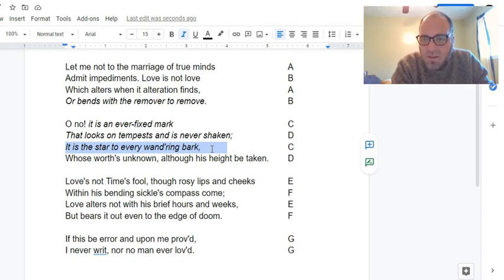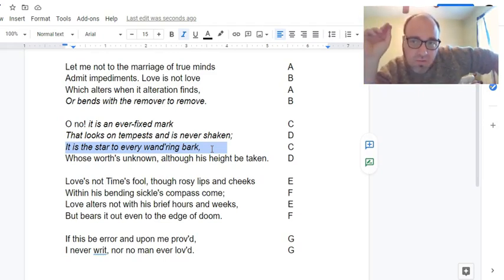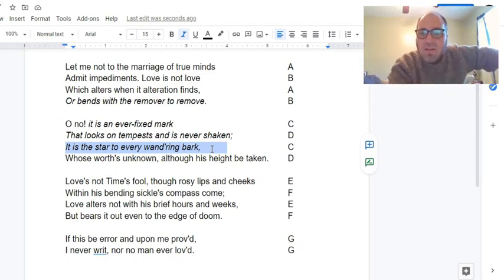If you're a ship at sea and you have nothing to steer by and you don't know where you're going, how do you navigate? Well, back then they didn't have GPS. They had what's called celestial navigation. You looked at the star, particularly the North Star, which stayed fixed in the sky, and you set your course by that. Shakespeare says that is love. If you've got to set your course by something in life, you set your course by love.